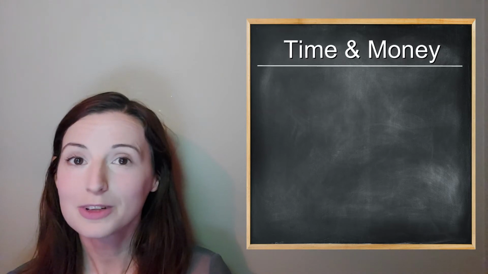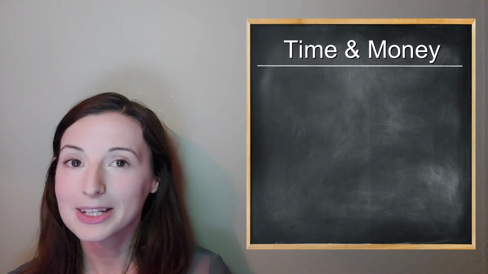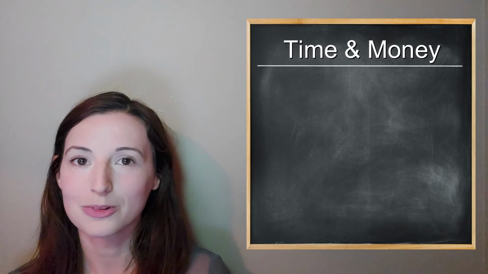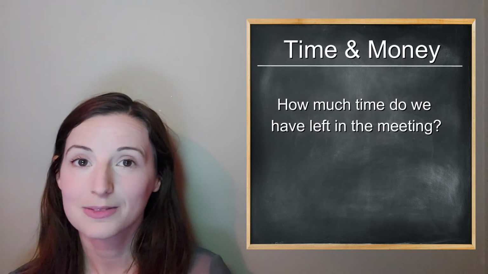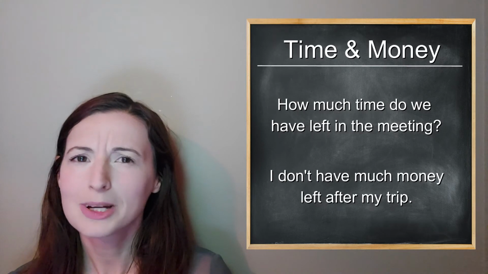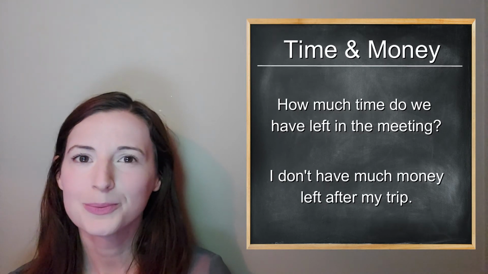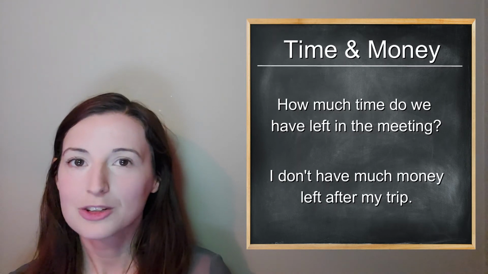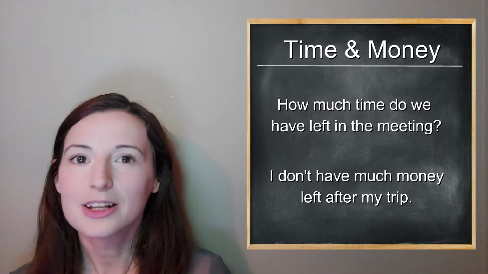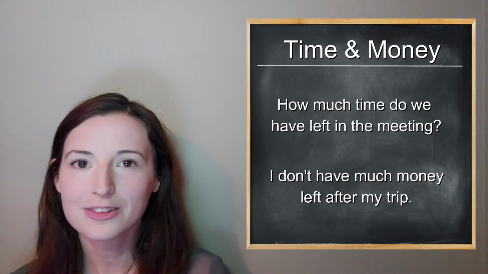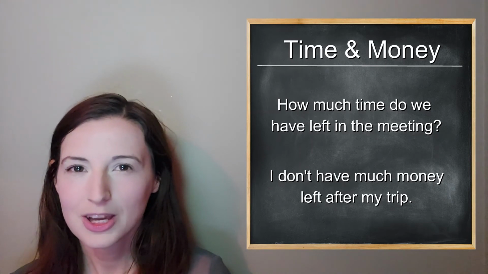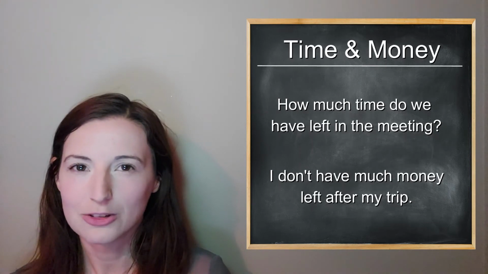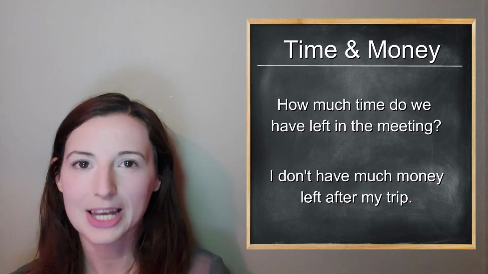However, the specific words time and money are non-countable nouns. How much time do we have left in the meeting? I don't have much money left after my trip. These are abstract, general concepts like love, work, progress, and other nouns that we cannot see or touch. Abstract nouns like these are non-countable nouns.